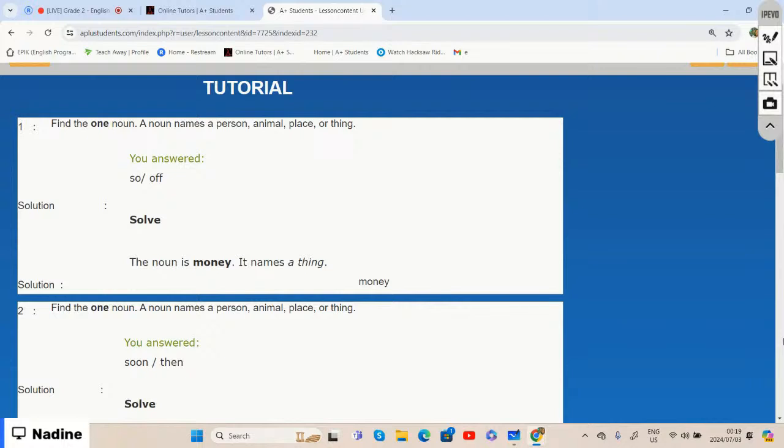All right. So if we look at the first sentence, it says, find the one noun. We need to find one noun within our sentence, right? It says a noun either names a person, a place, an animal, or a thing, right?